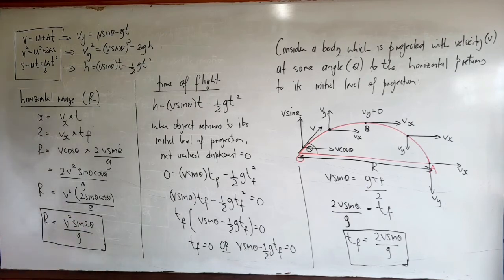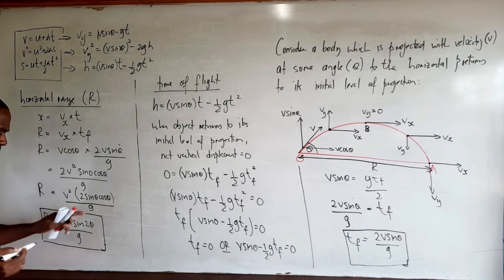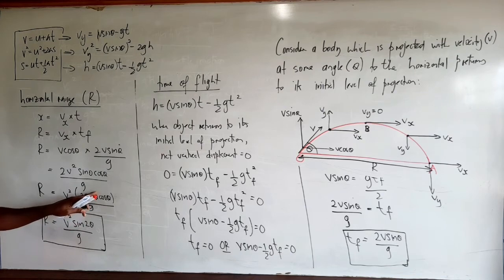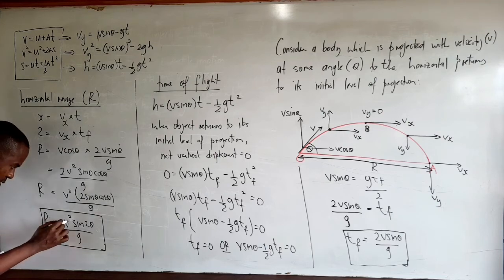So basically for any angle theta, twice the sine of the angle times the cos of the angle would be equivalent to sine of twice the angle. And so this basically is a trig identity, and we're able to replace this with that. So the horizontal range is given by R equals v squared sin 2 theta over g.